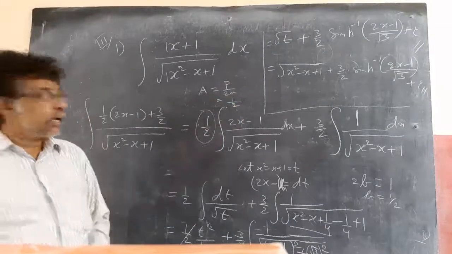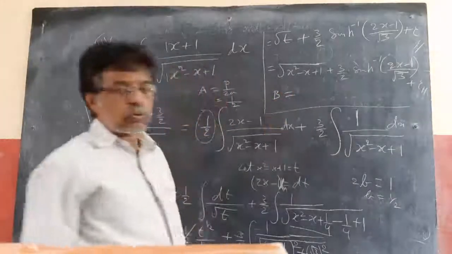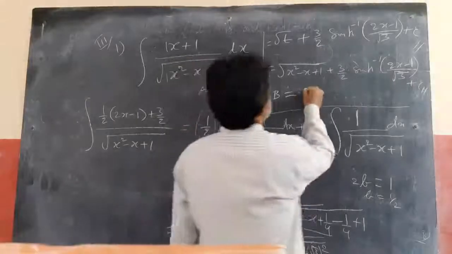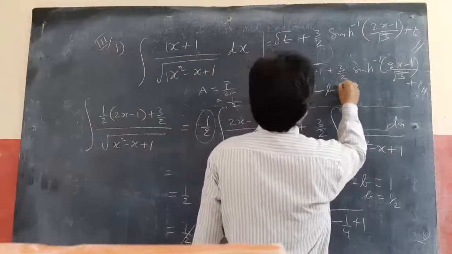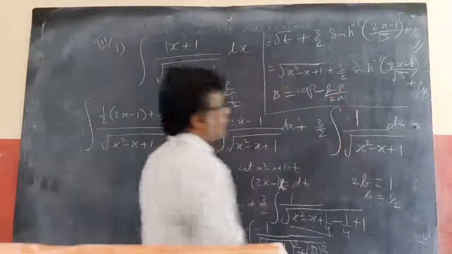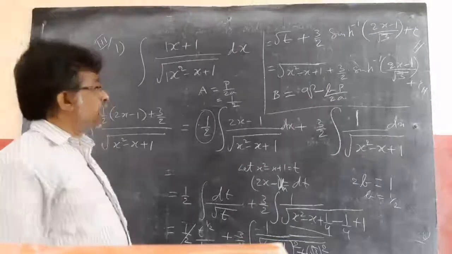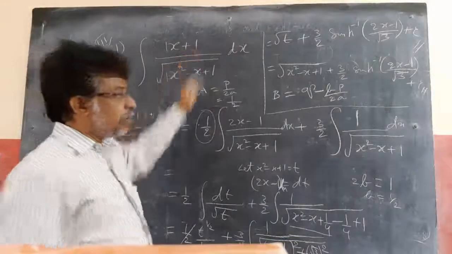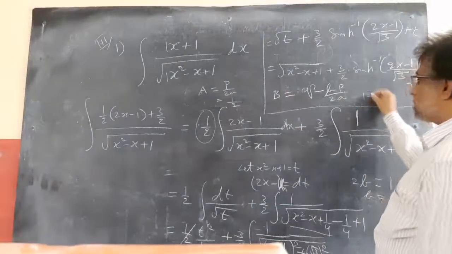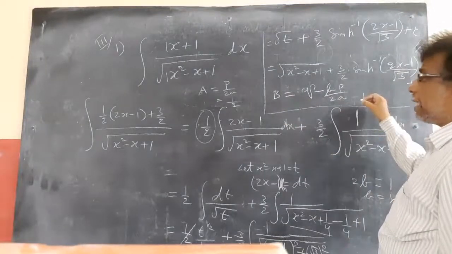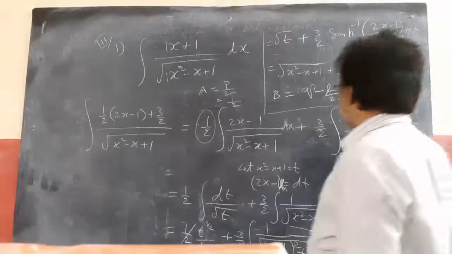Now, how to find the b value? The b value is q minus bp by 2a. Q minus bp by 2a. What is q here? Q here is 1. 1 minus b, which is minus 1, so minus of minus gives plus 1, times p by 2a, which we just found as 1 by 2. 1 plus 1 by 2 is 3 by 2. So the b value is 3 by 2.